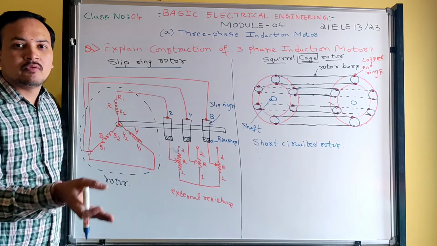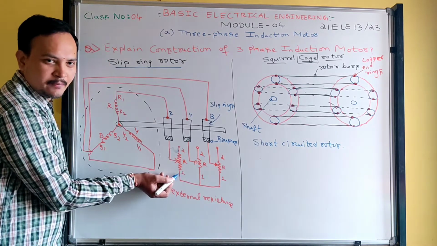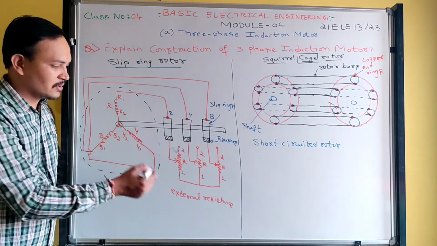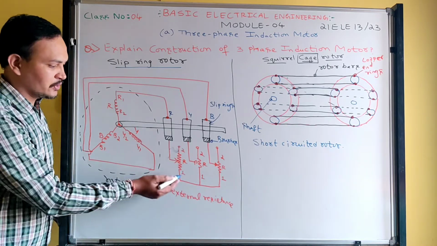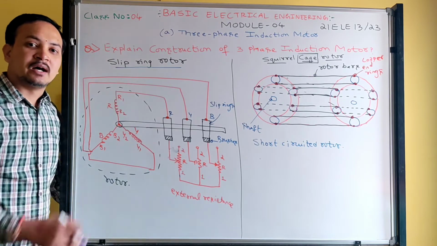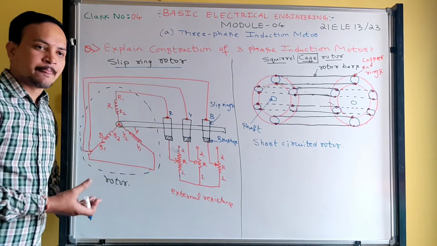Got it? Again, if you want more speed, then keep the position at 1. At 1, no resistance is included. Less resistance, high current flows because the rotor will be short circuited. At position 1, high current flows, high rotor flux interacts with the stator flux, high force is experienced, and again it runs faster.